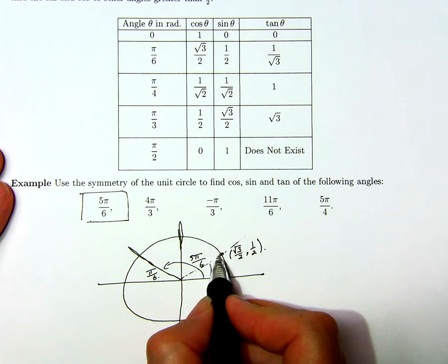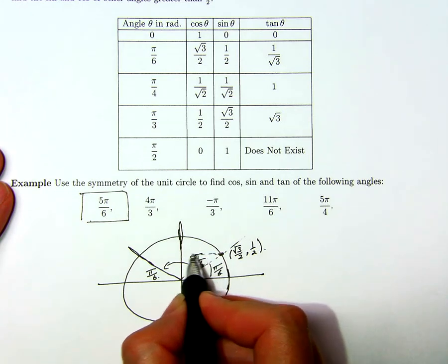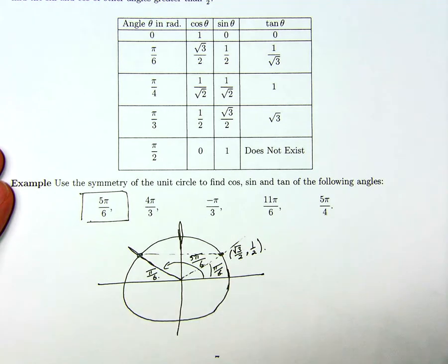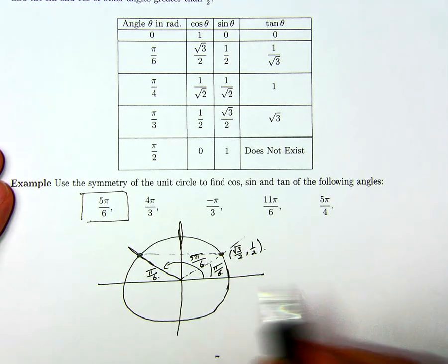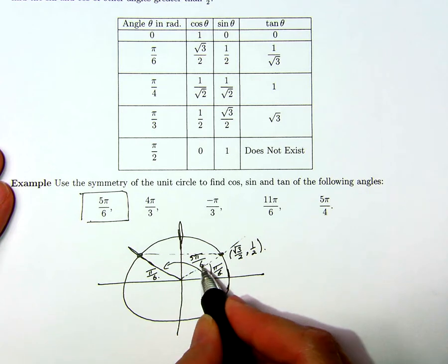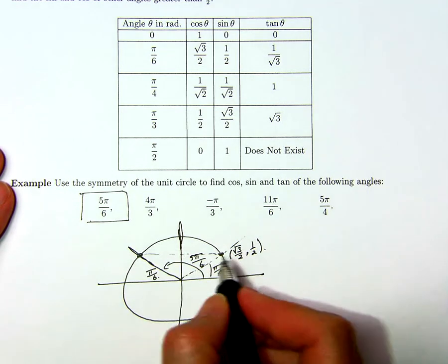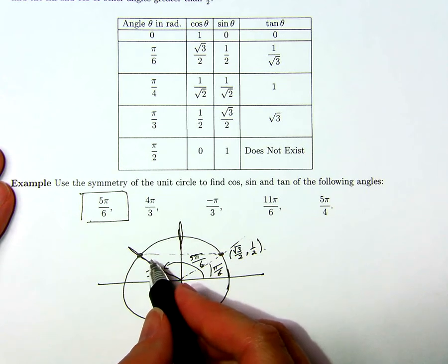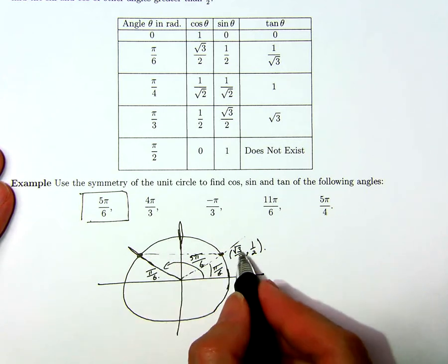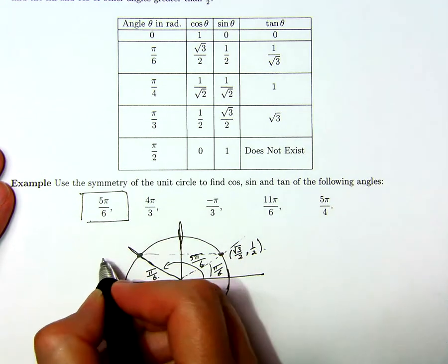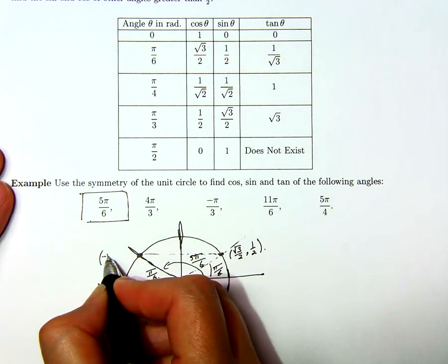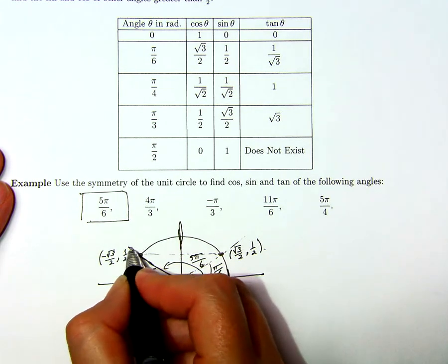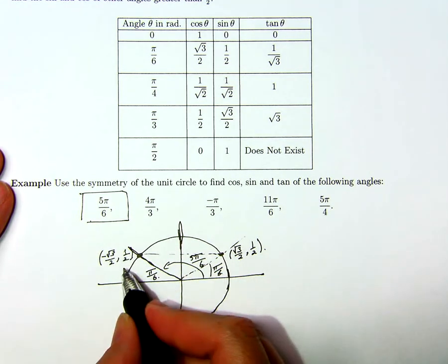Now this point is the reflection in the y-axis of the point that I'm interested in, which is where the terminal ray of 5 pi over 6 cuts the unit circle. And when I reflect a point in the y-axis, what happens is that the x value changes to its negative, and the y value remains the same. Now that gives me the coordinates I'm looking for.